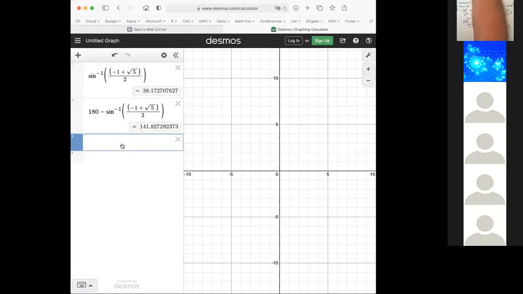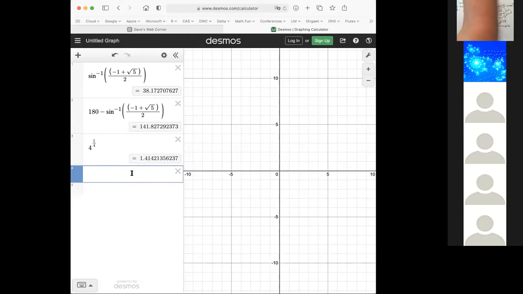Screen share. Here's the fourth root of 4. That number kind of looks familiar, actually. Here's the square root of 2. You see it's the exact same number. These two numbers are the same.